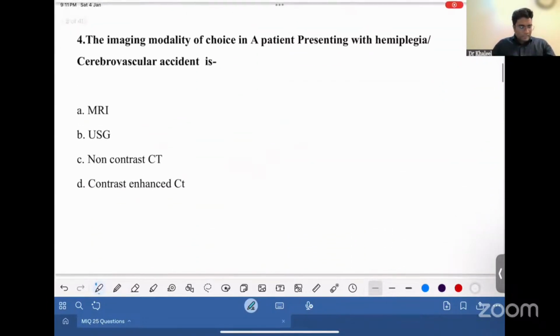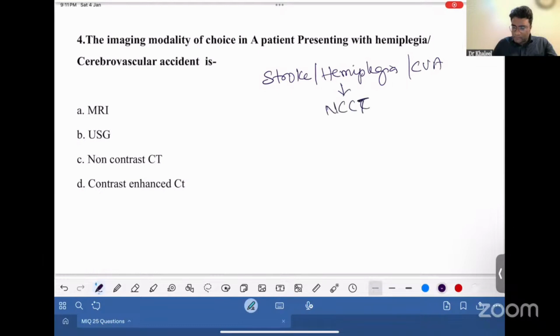Okay. Try to answer this. What is the imaging modality of choice in a patient presenting with hemiplegia or cerebrovascular accident? Which one do you want to do? Do you want to go for MRI, ultrasound, non-contrast CT, or contrast-enhanced CT scan in a hemiplegia patient? Whenever you have a stroke or hemiplegia or cerebrovascular accident in your patient, the first investigation that you like to do is a non-contrast CT. Then the answer should be a non-contrast CT.